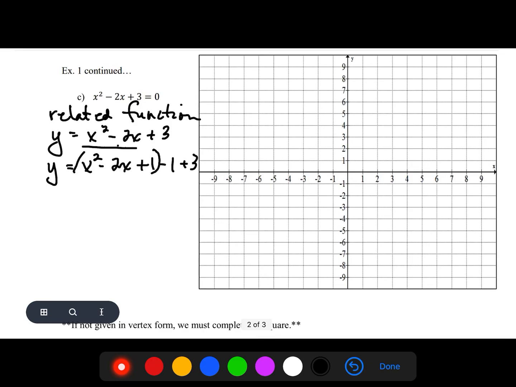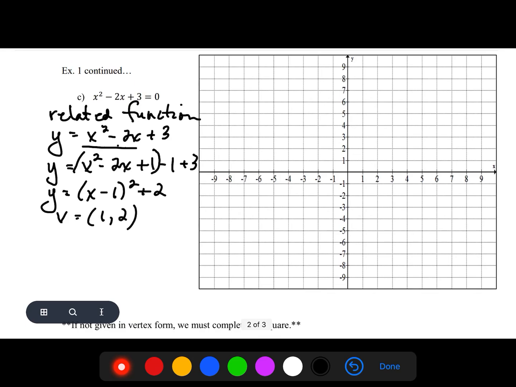Now we're going to factor and simplify. So we've got (x minus 1) squared plus 2. So we now have our function in vertex form, and our vertex is (1, 2).